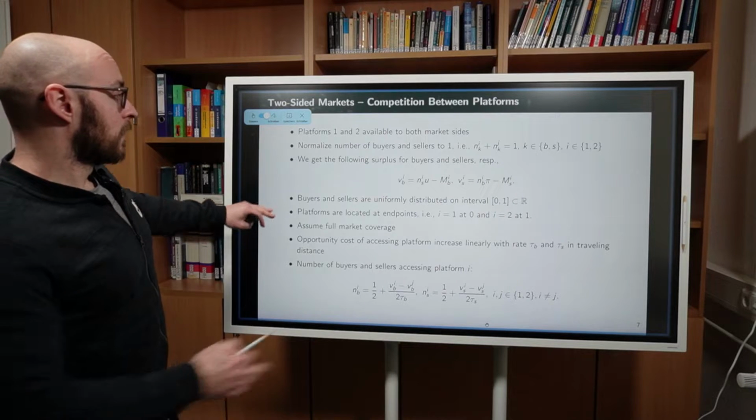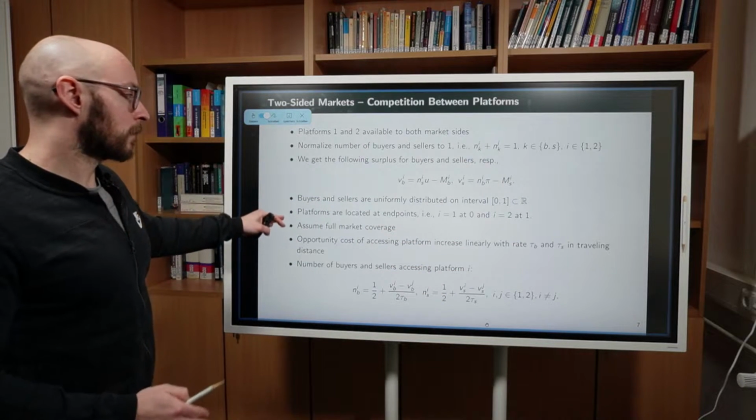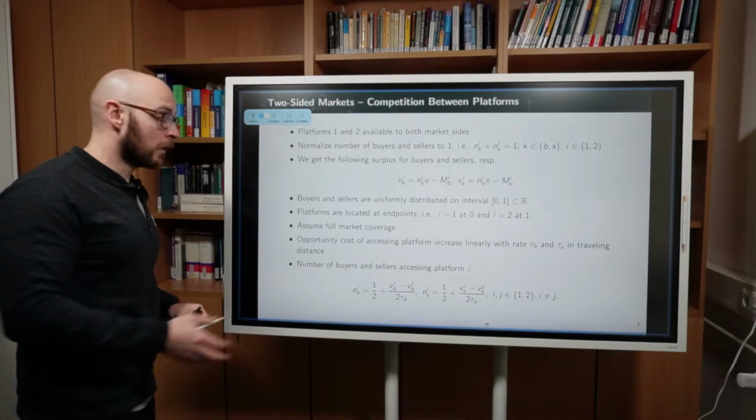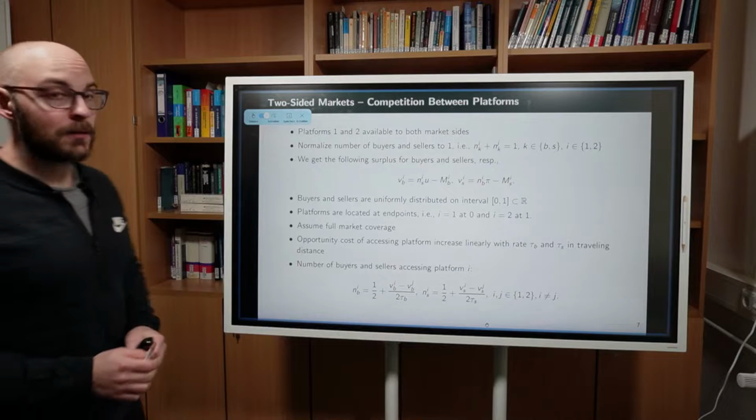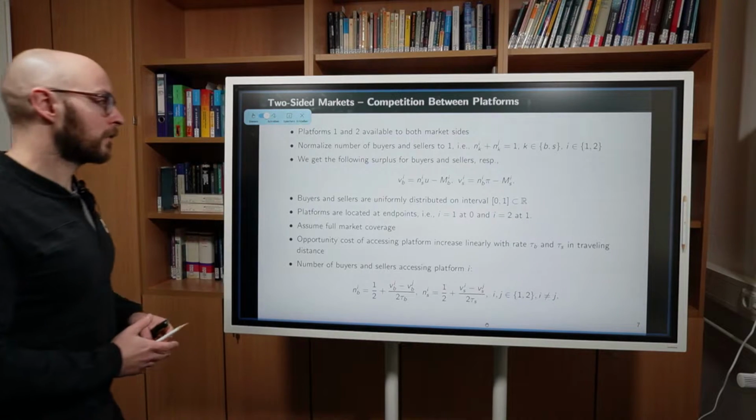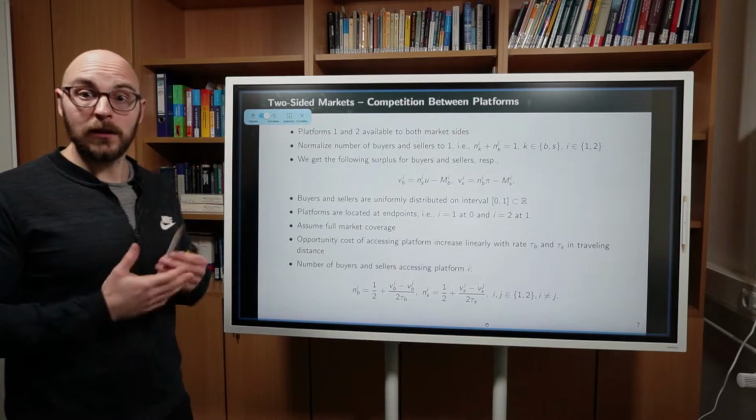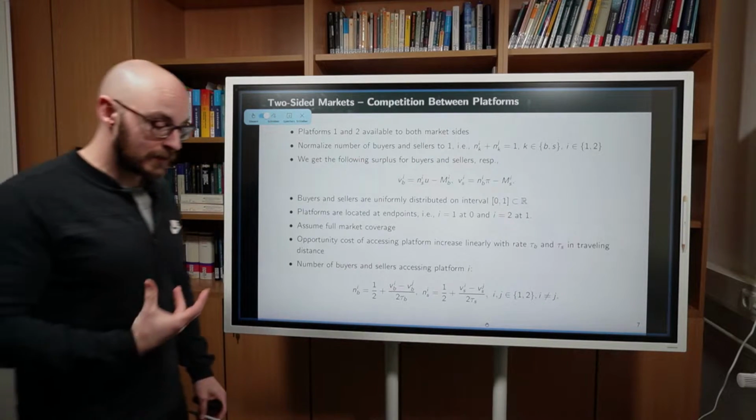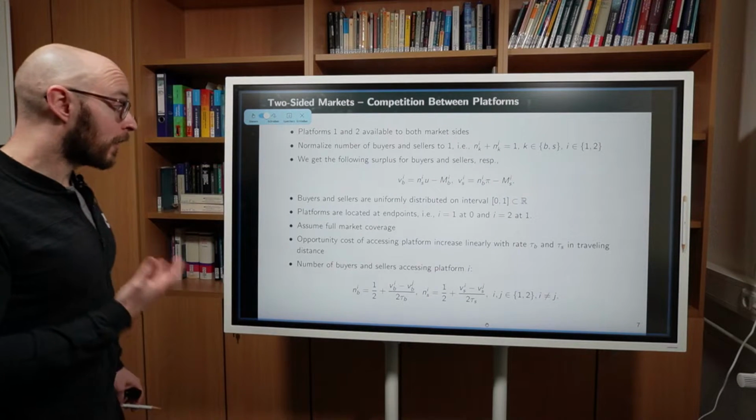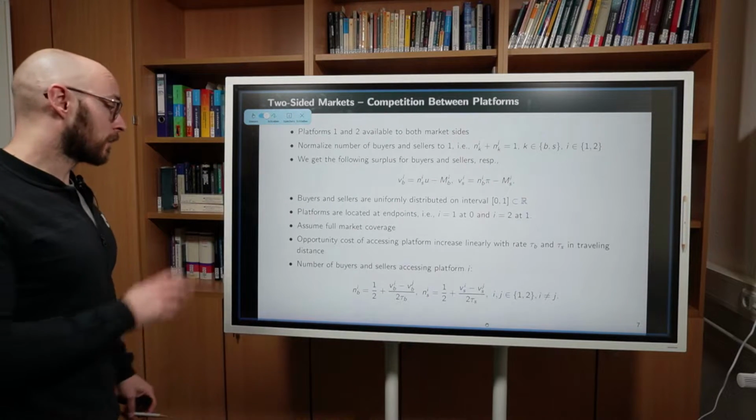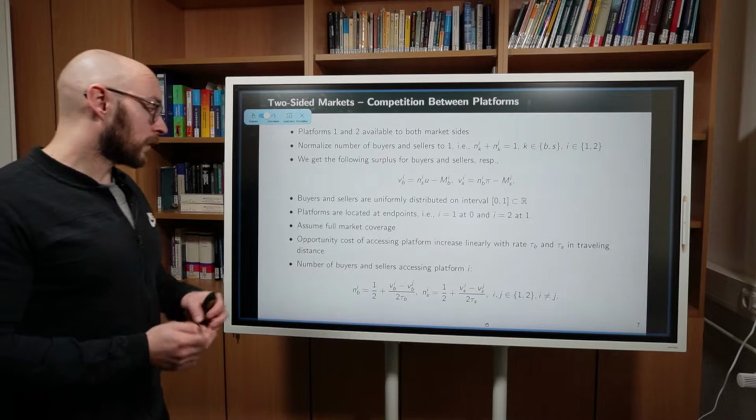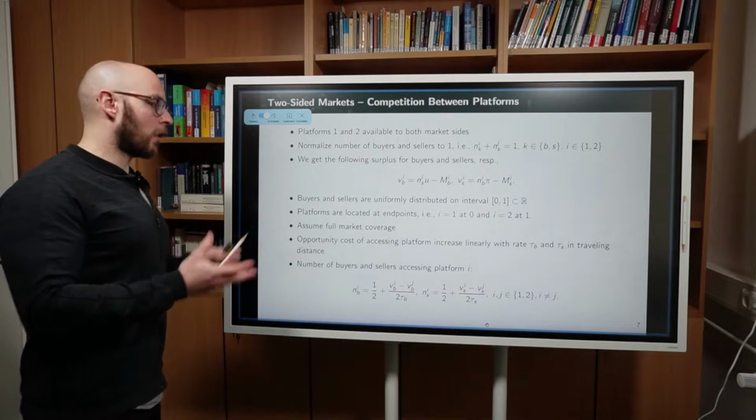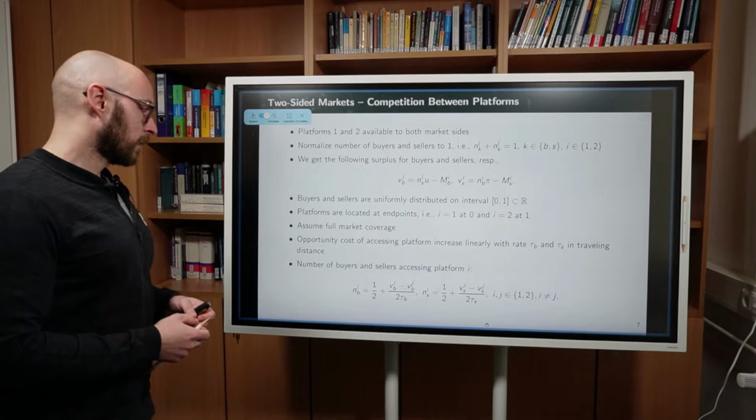We assume that along this interval, the platforms are located on the endpoints, so I equals 1 is at 0 and I equals 2 is at 1. We assume full market coverage, so each consumer buys either from platform 1 or platform 2, but never does not buy. It's an assumption that technically makes life a lot easier, and if we drop it, it gets difficult, so we don't do that, because it doesn't really distort our message or our effects here a lot.